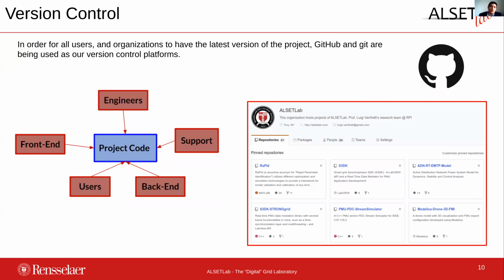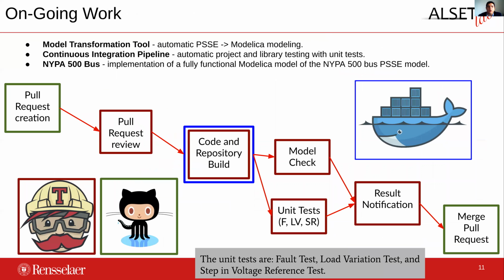As far as version control, we have been using GitHub and Git in order for us to control all of our versions of the library and of the models, and for all the different entities within the project to be able to work together.